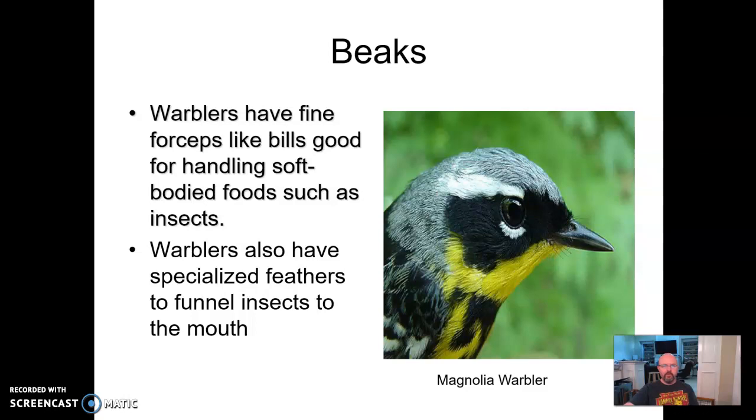Warblers have forceps-like bills, like pliers, little mini pliers. They can eat soft-bodied insects. They have feathers. If you look at the little feathers around their beak, that keeps those insects that are moving around on the beak from getting up into their face and near their eyes.